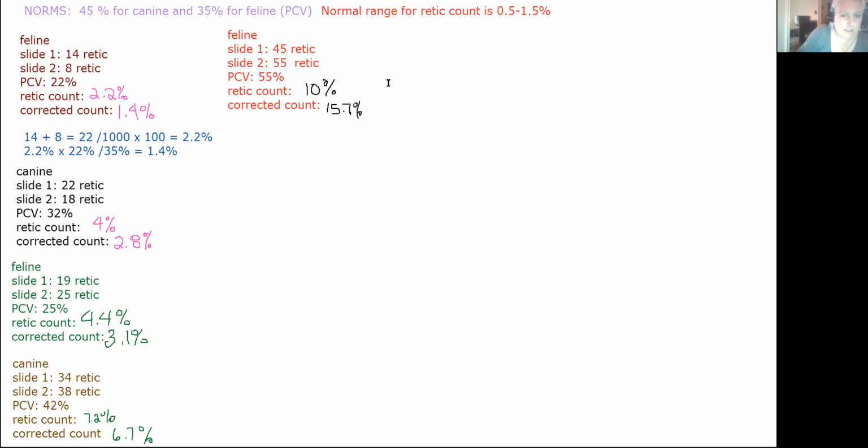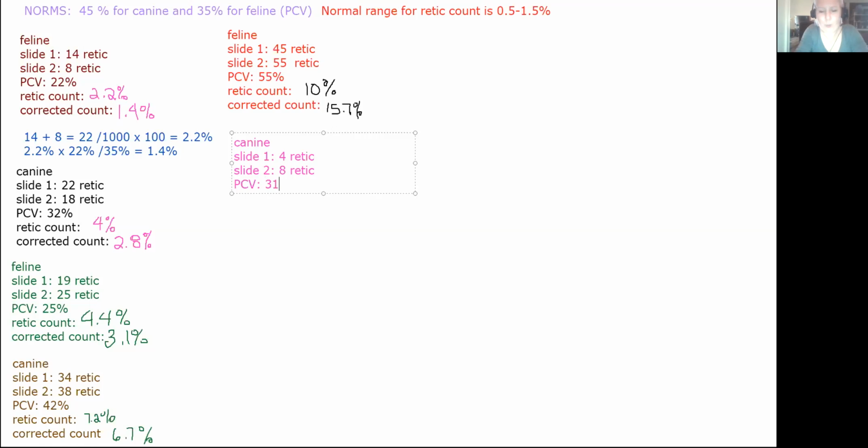All right. Let's do a different color. Have we done pink yet? We have not. Let's do pink. So let's do another dog, canine. Slide 1 is 4 reticulocytes. Slide 2 is 8 reticulocytes. PCV is, what did I put down here?